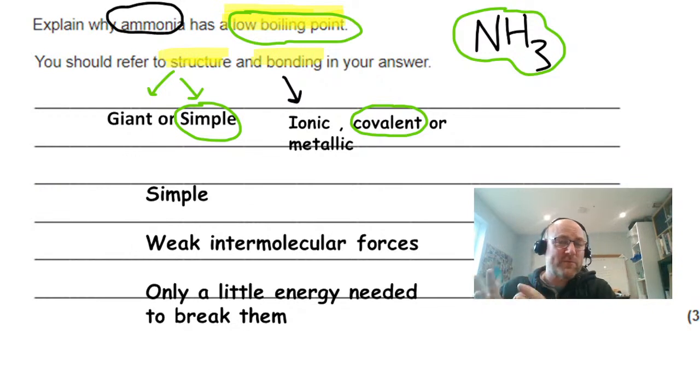I steer away from talking about bonds with simple because the covalent bonds in ammonia are actually stronger than the ionic bonds in sodium oxide. They actually take more energy to break, but I'm not looking to break those bonds when I want to turn ammonia into a gas. I just want to break the forces in simple structures, and they have weak forces.